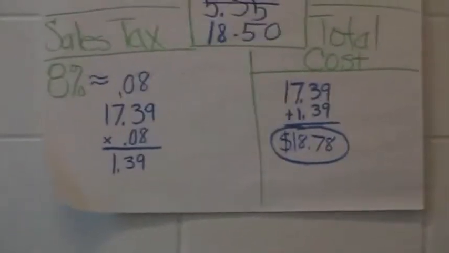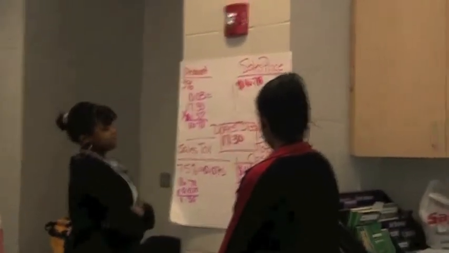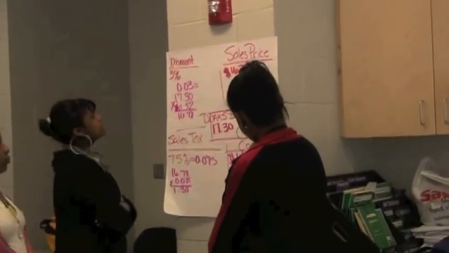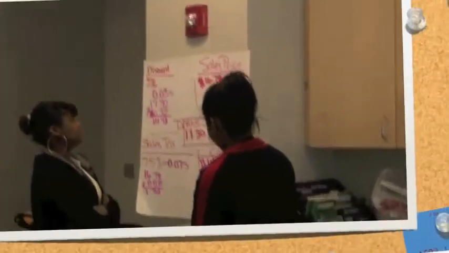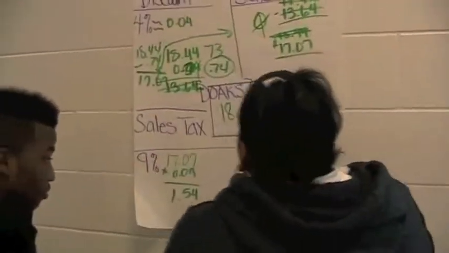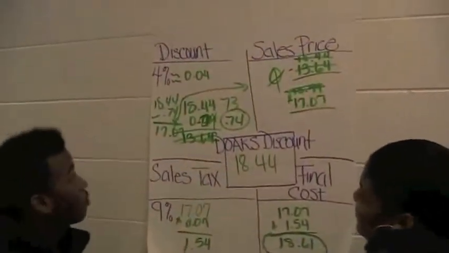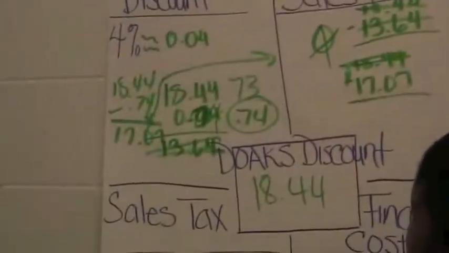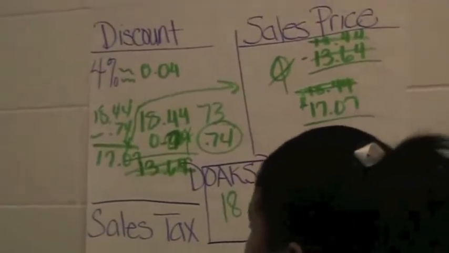Group 2 stayed within their budget so far, and they're the closest ones to getting the merchandise that they purchased. Group 3, go through and tell me what you did. We went shopping at Doaks discount store, and we spent $17.30 when we had $20. Our discount was free. We bought all our stuff. Our total was $18.44. And then we subtracted the 4% discount from $18.44, and we got $17.07.